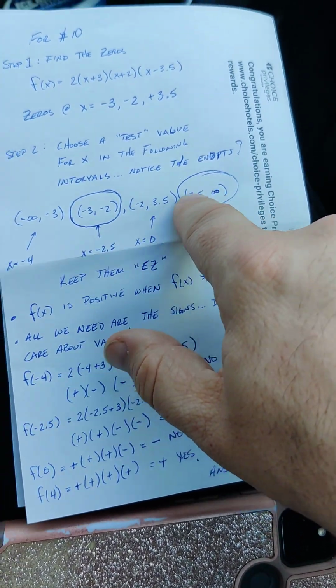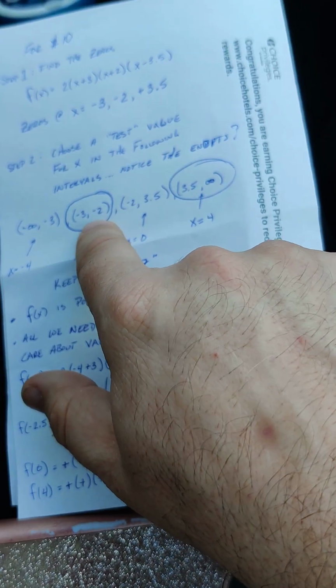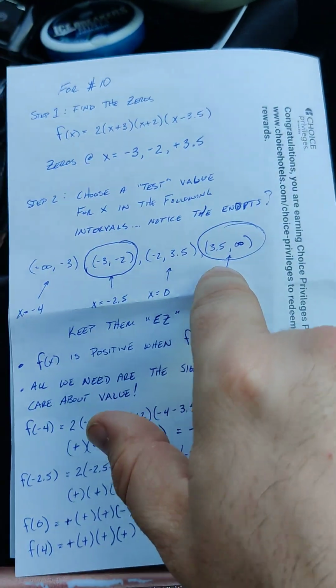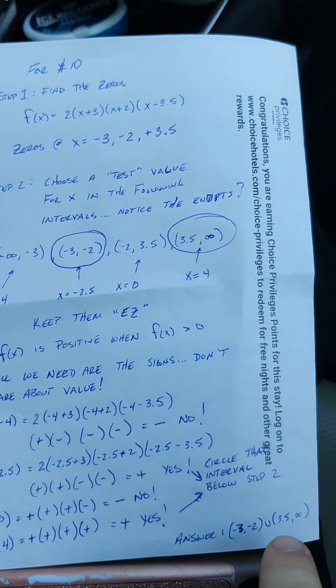So in that case, it's going to be this interval and this interval. And anytime you've got two intervals and you want to unionize them, it's a one-two slap at you. That's how I do it.